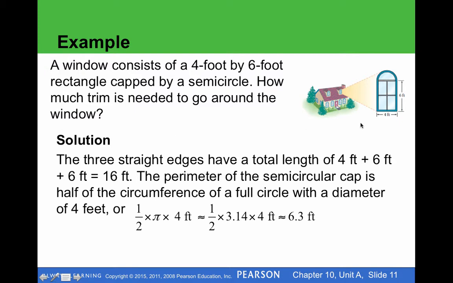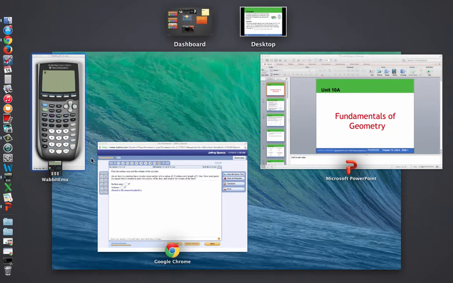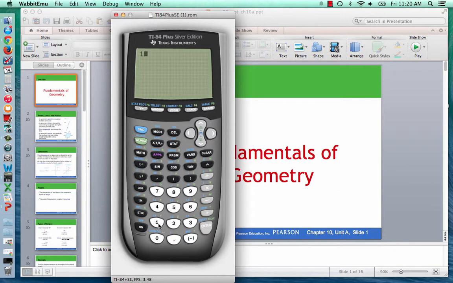So the circumference of that circle would be 4 times pi, but since it's half a circle, we do 1/2 times pi times 4 feet, and we get 1/2 times 3.14 times 4 feet is 6.3 feet. I'll show you on the calculator where my pi button is. I would do 1/2 times pi, and the pi button is the second exponent key, times the diameter, which was 4, and it's approximately 6.3 feet. Just be careful when you're doing your homework to pay attention to what they want you to round the answer to.